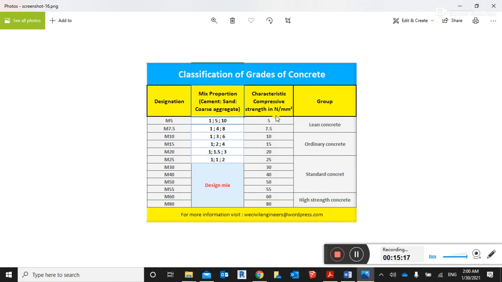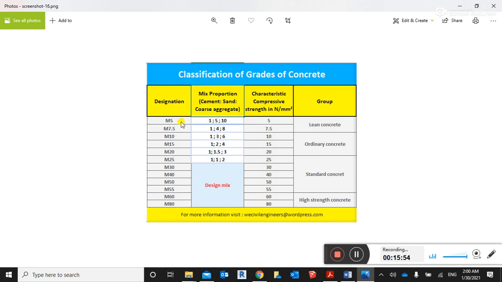This 5 shows, guys, M5. The 5 shows the characteristic compressive strength in Newton per mm square. This Newton per mm square, we call it the megapascal. This megapascal is the measure of the compressive strength of concrete. The unit of compressive strength of concrete is Newton per mm square. We can call it the megapascal, guys.